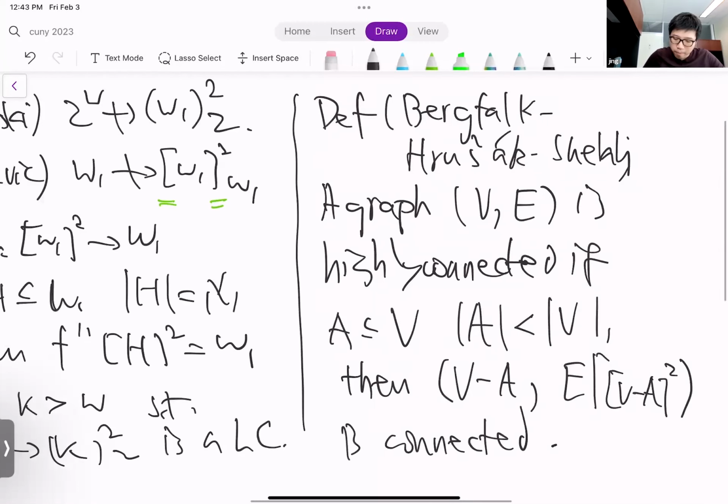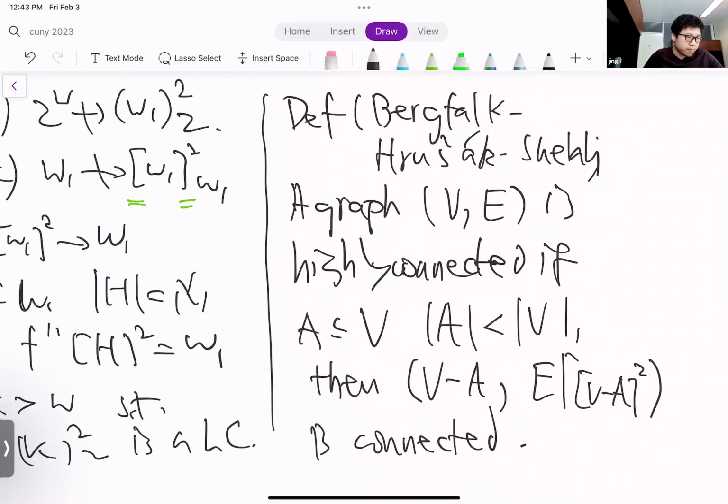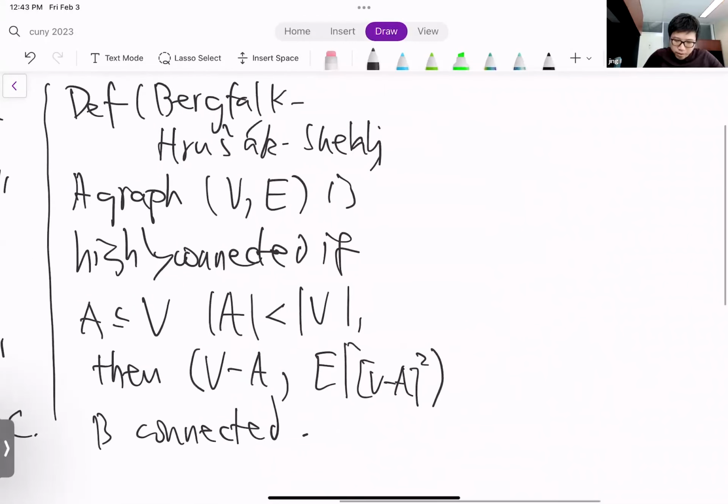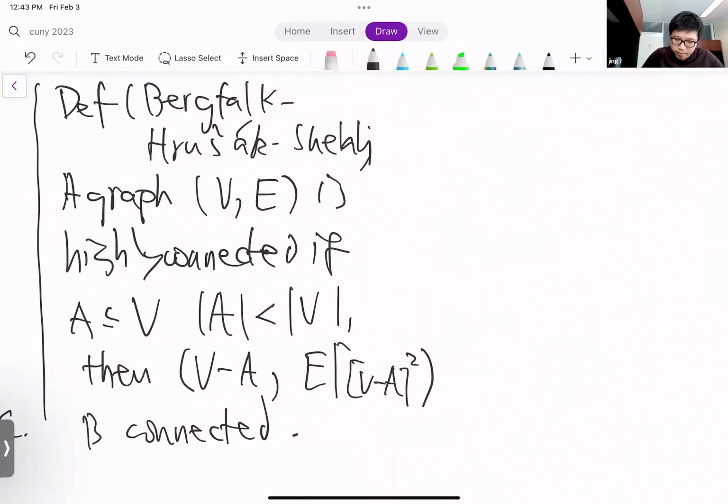Okay, so with this definition, first of all, let's see that the complete graph is always highly connected, right? Because any two vertices are connected, no matter how many. As long as you have two vertices left after you remove a set, it doesn't even matter if the cardinality is strictly less than the cardinality of the graph. The rest of the graph is always connected.